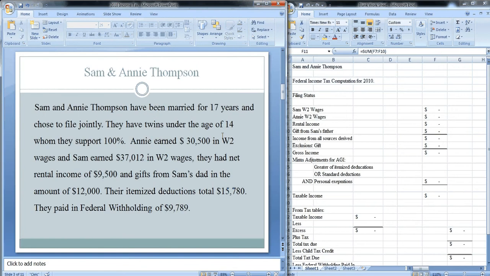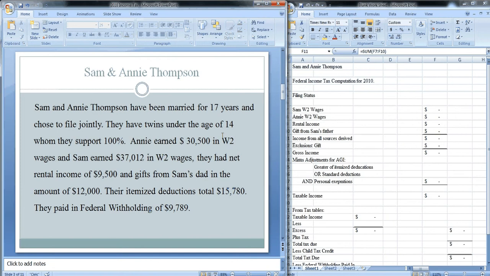Here is our scenario. Sam and Andy have been married for 17 years and choose to file jointly. They have twins under the age of 14 whom they support 100%. Annie earned $30,500 in W-2 wages and Sam earned $37,012 in W-2 wages. They had a net rental income of $9,500 and gifts from Sam's dad in the amount of $12,000.